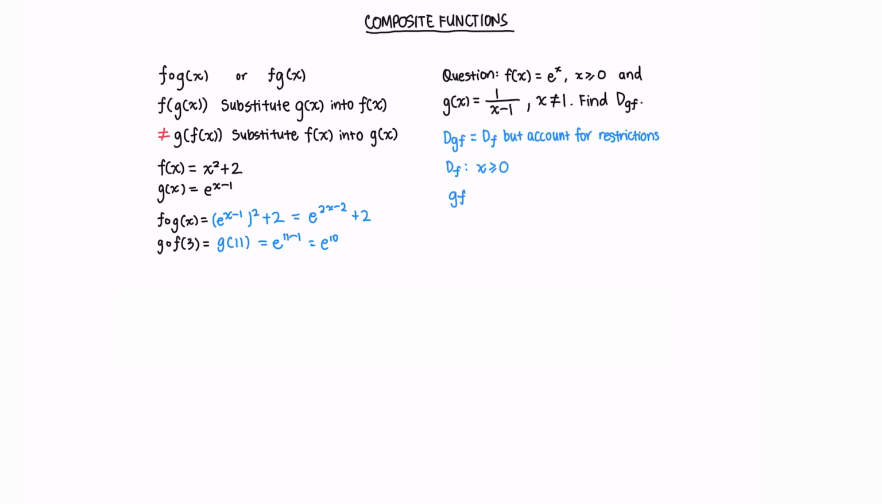So let's find out what gf is, okay? gf is actually just substituting this into this x. So that will give us 1 over e to the power x minus 1.